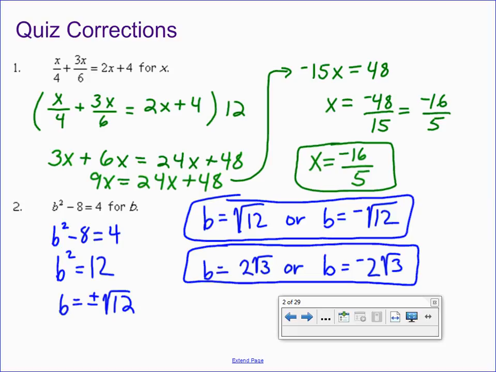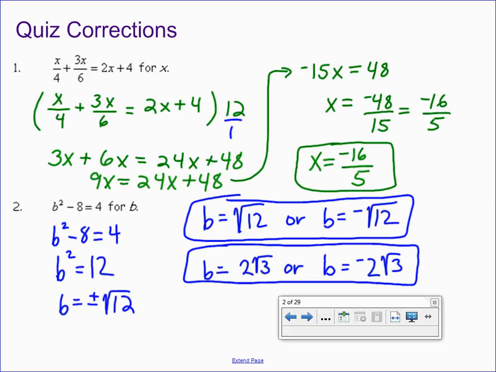So, in the first one, multiplying everything by the least common denominator is our means for clearing the fraction. When we do that, you can think about multiplying each term by 12/1. That will reduce your fractions. We get a final answer of x is negative 16/5.